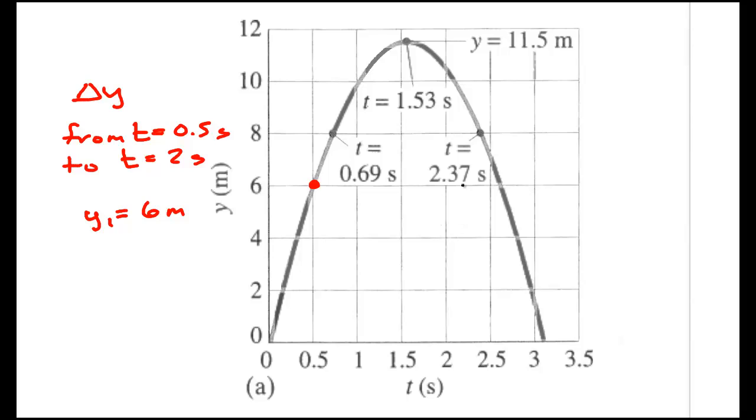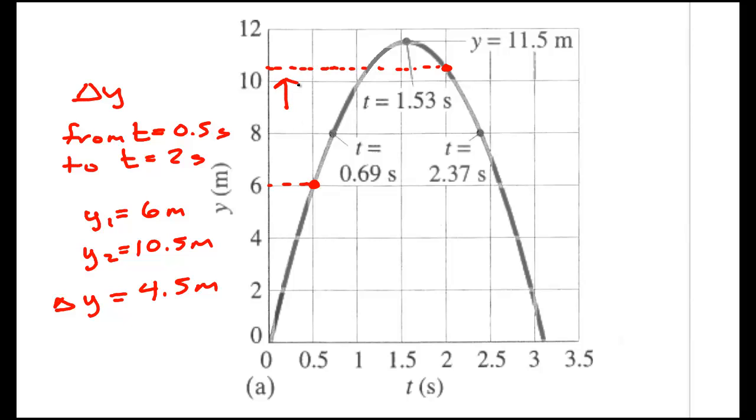We go over to 2 seconds, and we're right here. So we're looking over here to there, and that looks like something like 10.5. So y2 is 10.5 meters, I should say. So delta y would be 4.5 meters. 10.5 minus 6. Notice what that is. That is basically this distance right here, the displacement. That's delta y.